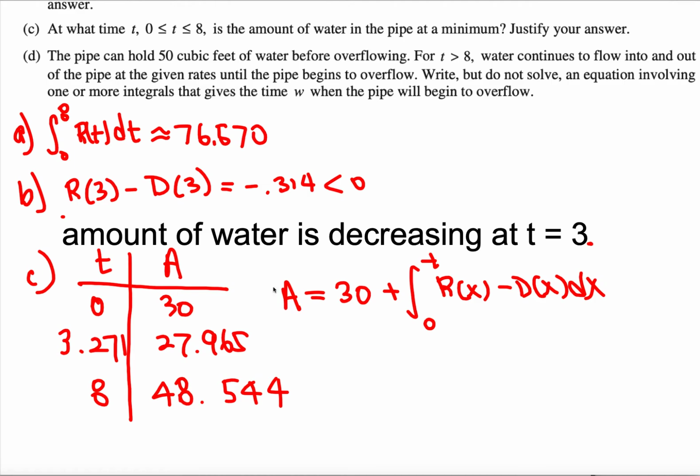So the question here is part C: at what time t is the amount minimum? Justify your answer. The time t is equal to right over here, 3.271. That's when we have the minimum amount.